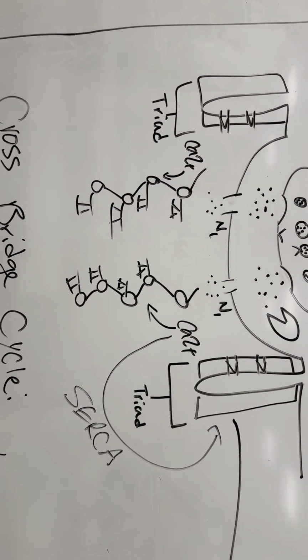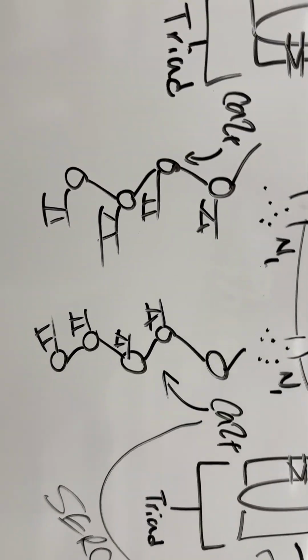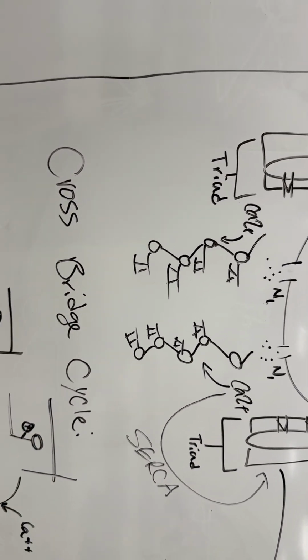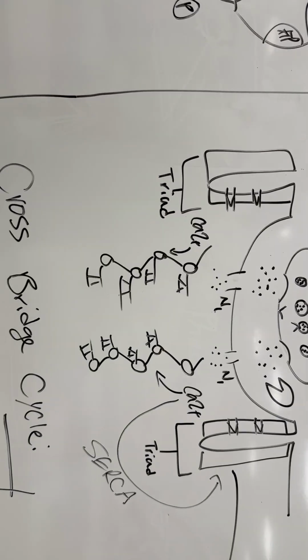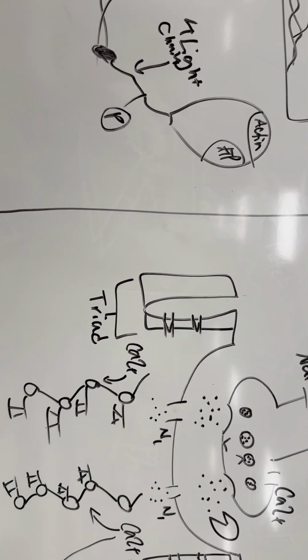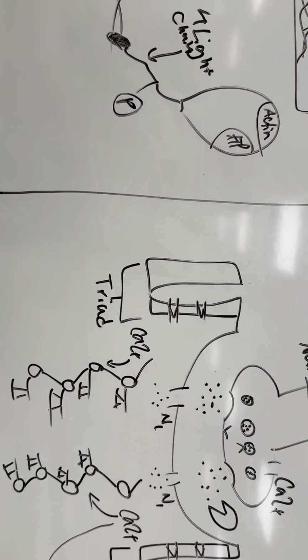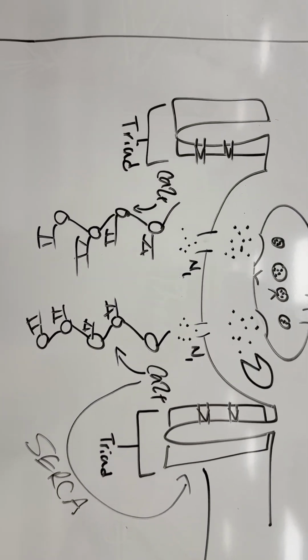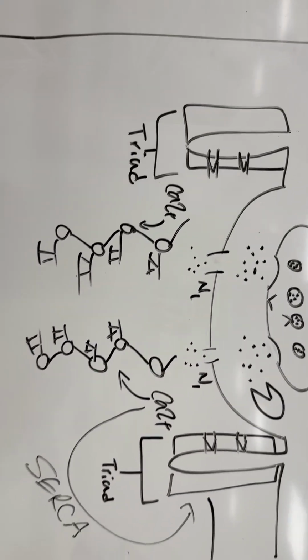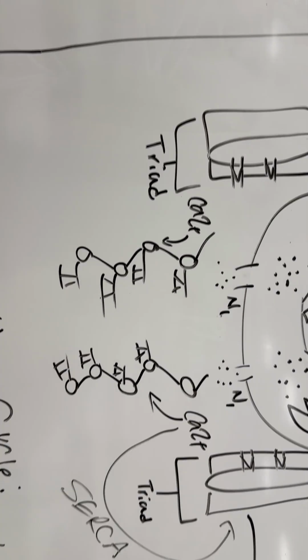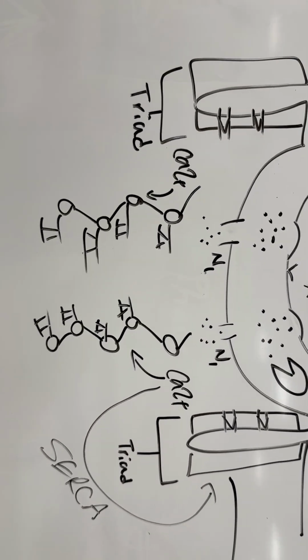So then that calcium diffuses down onto our sarcomere, and it's going to interact with our troponin that we just talked about, which is going to take off the tropomyosin and expose the myosin head binding sites on our filamentous actin, and then our cross-bridge cycle can happen, which is how our muscles contract.